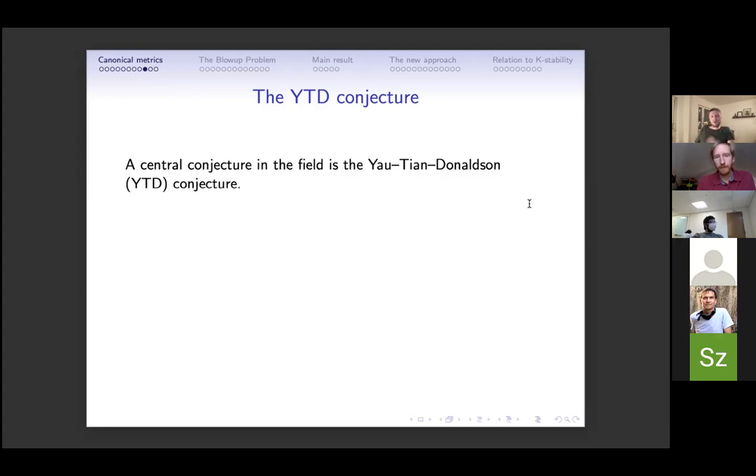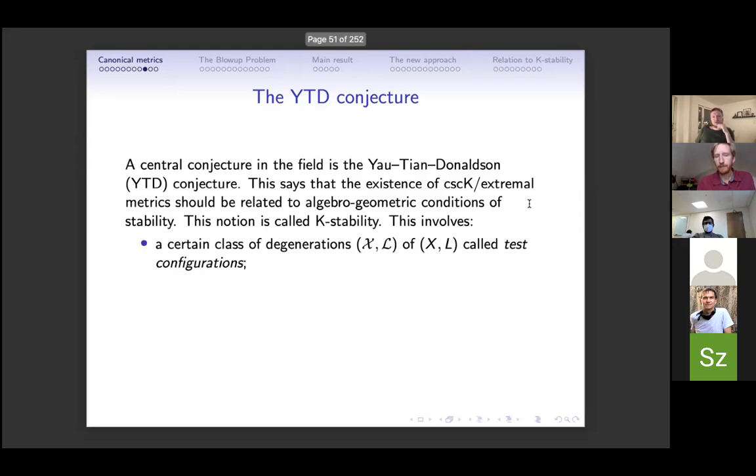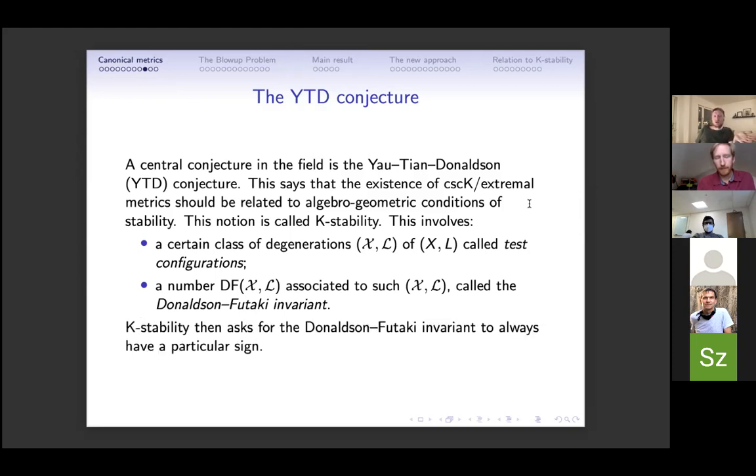So we would like to figure out when you do. So a central conjecture in the field is the Yau-Tian-Donaldson conjecture, and this says that the existence of these metrics should be related to algebro-geometric conditions of stability. And the predominant notion is called K-stability, and there are variants of it, but I will be very rough about what this is today. For those who are experts, I'm maybe not using exactly the right words, but what these notions involve is that you have a certain class of degenerations of X called test configurations. To those, you associate a number called the Donaldson-Futaki invariant, and K-stability asks for that number to always have a particular sign.